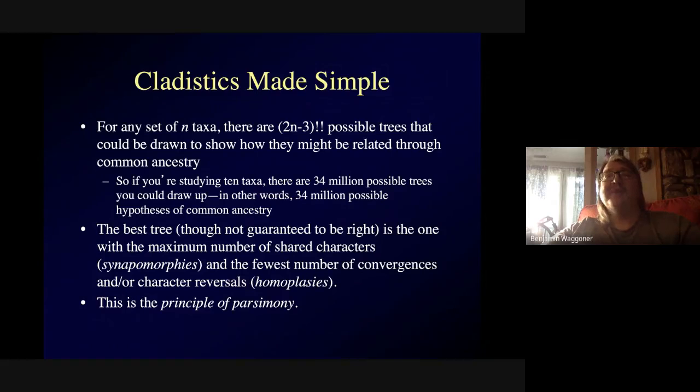How do you pick the best out of those 34 million? Well, the best is not guaranteed to be the right one, but the one that fits the data best, the one that you prefer under cladistics rules. The preferable one is the one that maximizes the number of characters that are shared and minimizes the number of convergences. So of those 10 taxa that I wrote, you and the monkey share a lot of features in common.